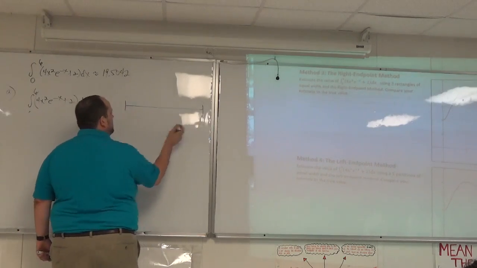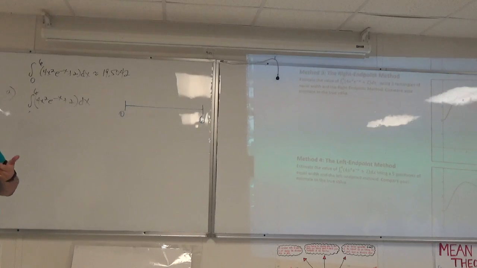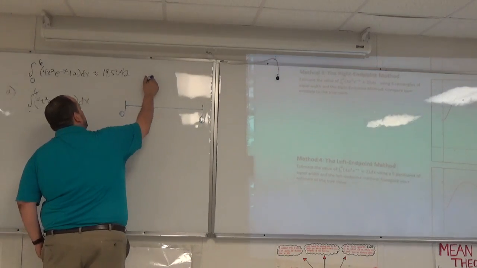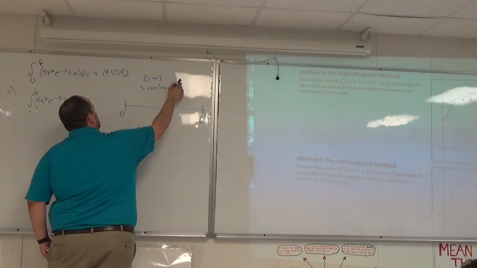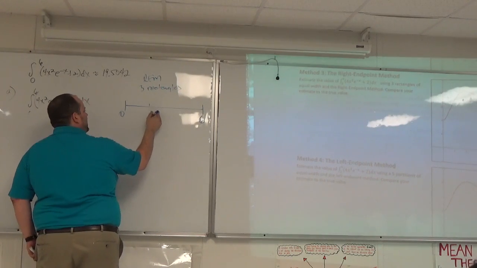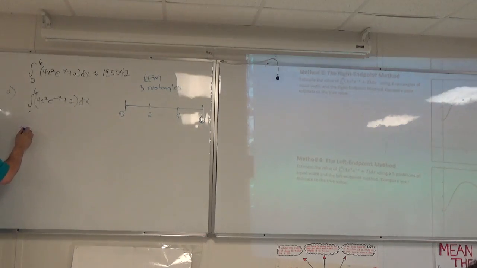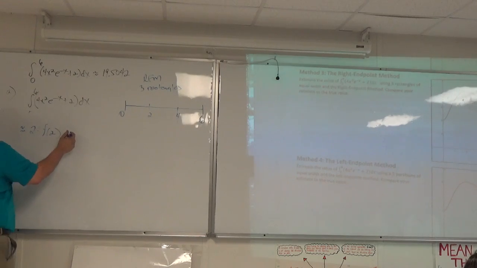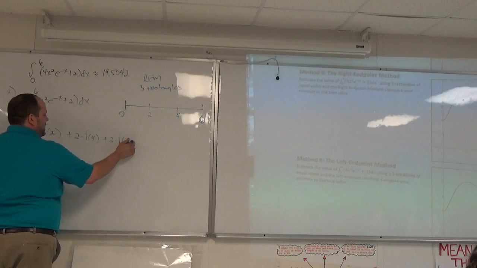what's the interval? In this case, we're still going from 0 to 6, right? We're going from 0 to 6. The partition says right endpoint method, and it says 3 rectangles. So I'm going to cut 0, 2, 4, and 6. The area is going to be approximately width of the first rectangle times the height. If I'm using the right endpoint method, f of 2, 2 times f of 4, 2 times f of 6.